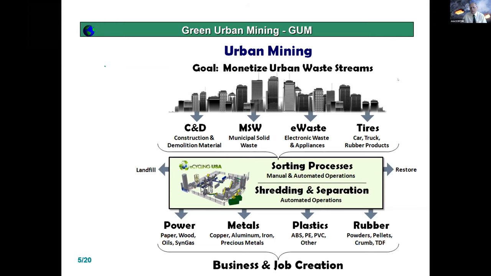In these recycling centers, this material goes into sorting processes, manual or automated operations. Then another process is connected with shredding and separation, which is connected with automated operations. The output from these recycling centers can be power, in the case of RDF or SRF fuels, then metals, plastic, rubber, and much more.